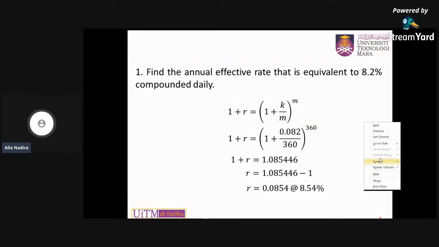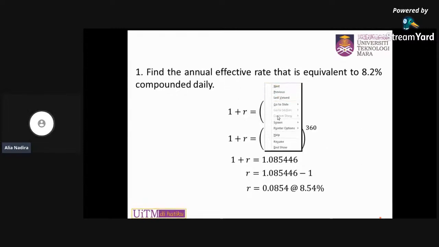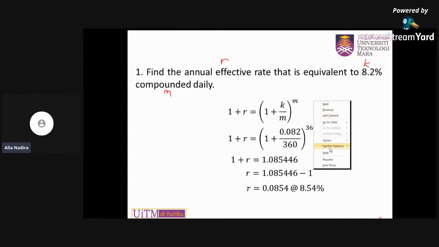Okay, find the annual effective rate. Annual effective rate means you nak cari R that is equivalent to this one. This is your K. M is 160. Okay, so you guna this formula. So you substitute information given. So you nak cari R. Okay, you solve this one. So dapat this amount. So what is R? You pindah je -1. So dapat this answer. Okay, dalam percentage boleh dan decimal boleh. Tak ada masalah, sama je.